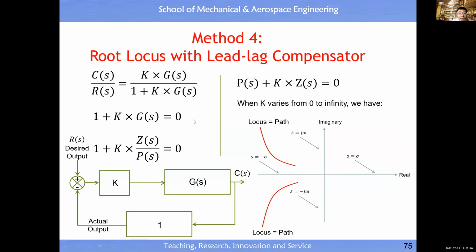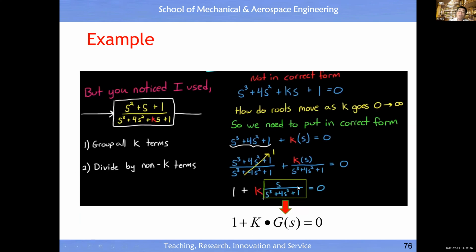Because G(s) here is the forward branch transfer function, we also call it the open loop transfer function. And this is a closed loop transfer function. This ratio put together is a closed loop transfer function. So this is the equivalent. Then we can let k vary from 0 to infinity. Then you apply a library function, and it will automatically draw the root locus for you.